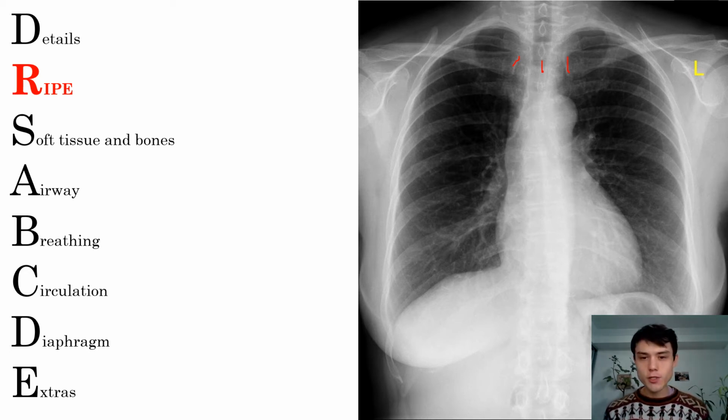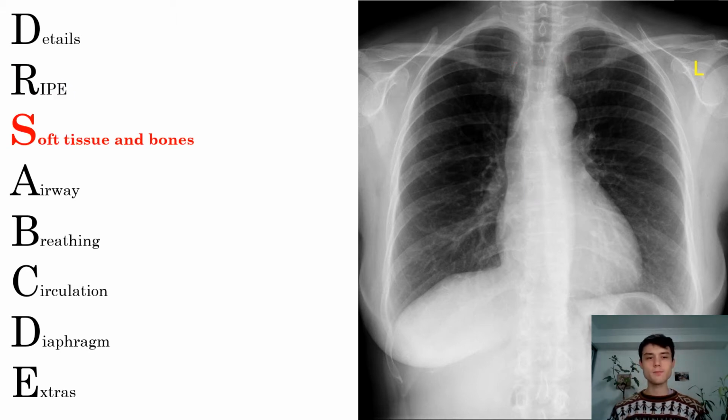E stands for exposure, where in a good amount of exposure, we should just be able to see the vertebral bodies through the mediastinum. S stands for soft tissues and bones, where we comment on any overt swelling, any air where it shouldn't be, like subcutaneous emphysema. And we look to see any fractures, looking at the ribs, the clavicles, and so on.